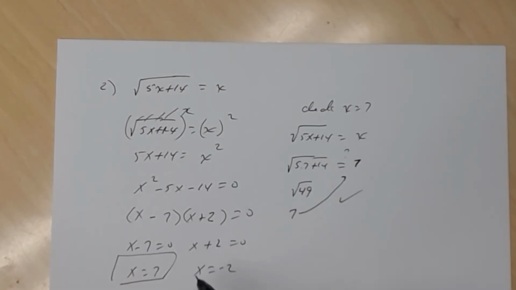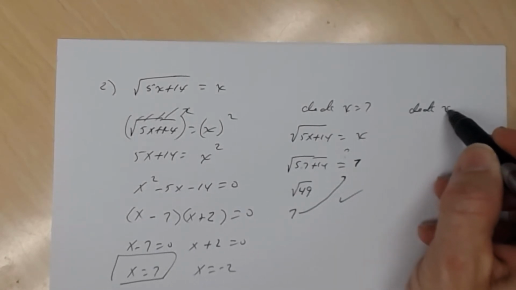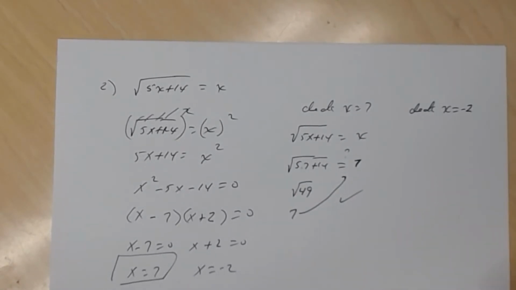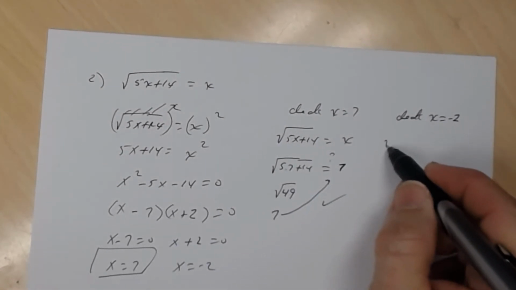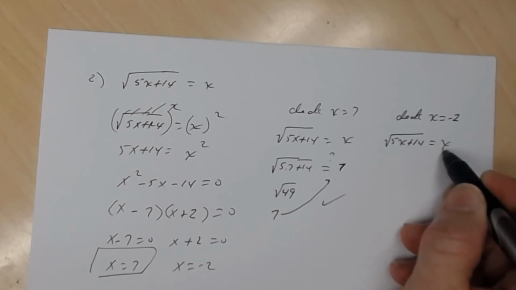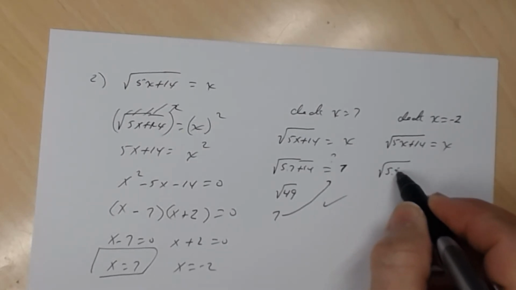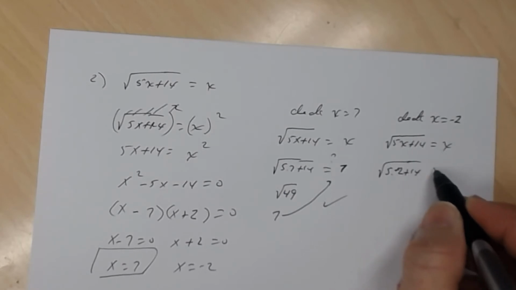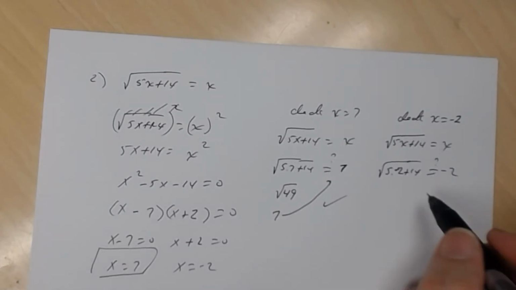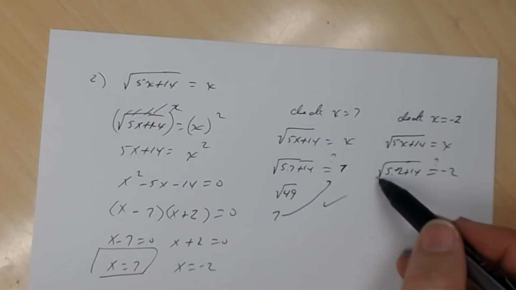We just checked it. Let's check negative 2. So let's see if negative 2 is a solution. I look at the original problem, and wherever you see the variable x, I substitute negative 2. So I get the square root of 5 times negative 2 plus 14, and I want to see if that's going to equal negative 2. All right, well, right away, you know it's not going to work because this side is going to be positive, right?